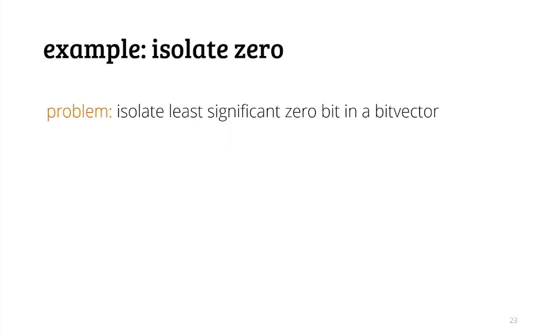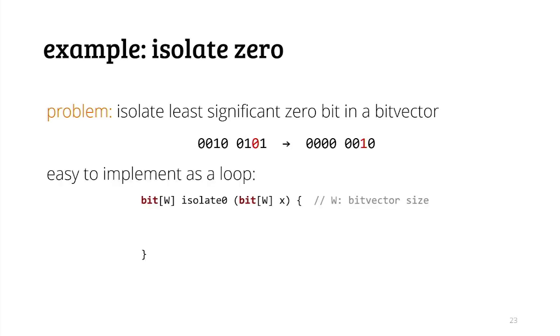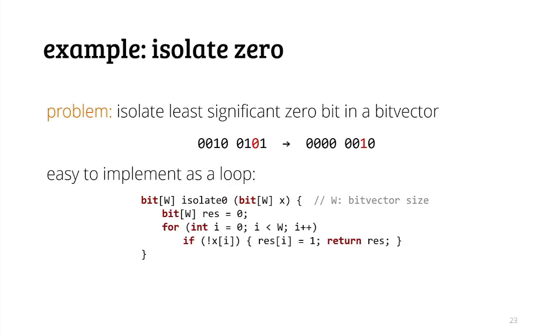An example problem that I'm going to be using here is a transformation on bit vectors. The problem is to isolate the least significant 0 bit in a bit vector. What does it mean to isolate? It means that you find the least significant 0 bit, and then you put 1 in that position and 0 everywhere else, right? Of course, this kind of transformation is easy to implement as a loop, iterating through all the bits, and as you see the first 0, you put 1 in there and you return.